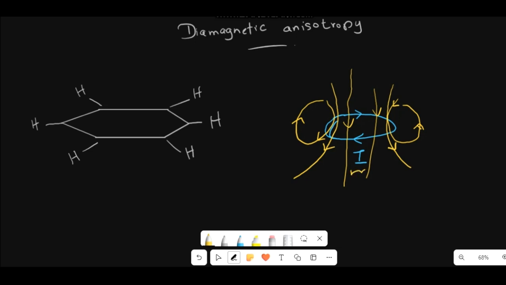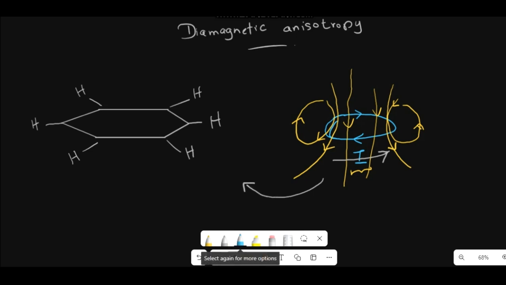So I have put a current to go in this direction, but you know, the electrons' direction is completely opposite from the current direction. So in here, the electrons are moving in the opposite direction, right? So now let's move this theory to this benzene molecule, right?